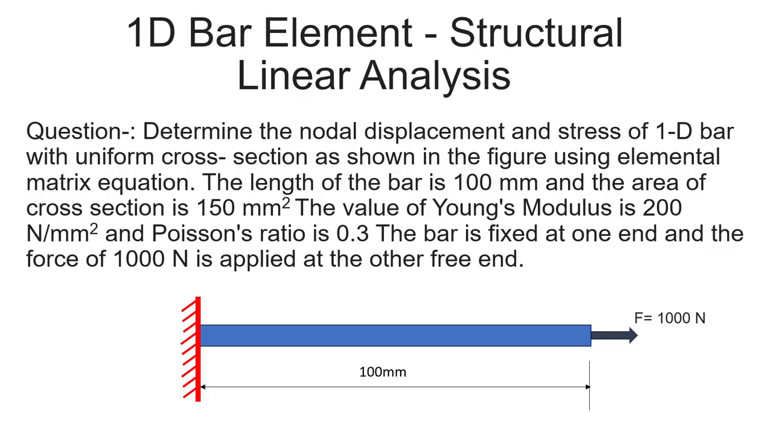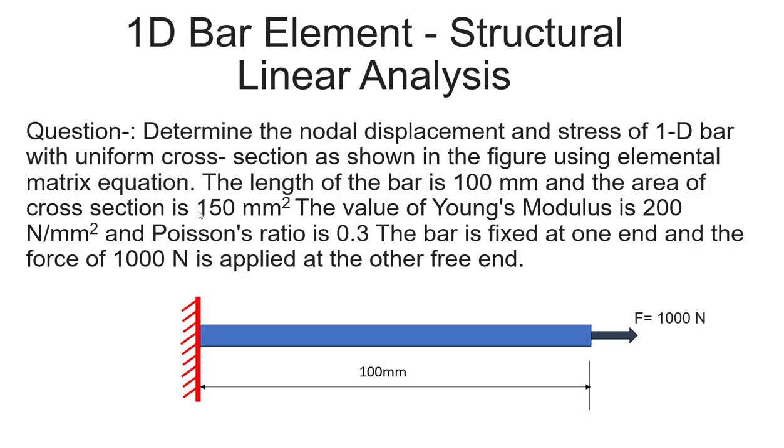The length of the bar is 100 mm and the area of cross section is 150 mm square. The value of Young's modulus is 200 Newton per mm square and the Poisson's ratio is 0.3. The bar is fixed at one end and a force of 100 Newton is applied to the other end. So the 100 Newton force is applied to this end and this end is fixed.